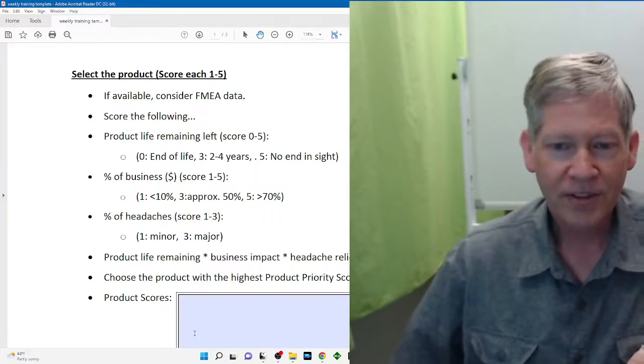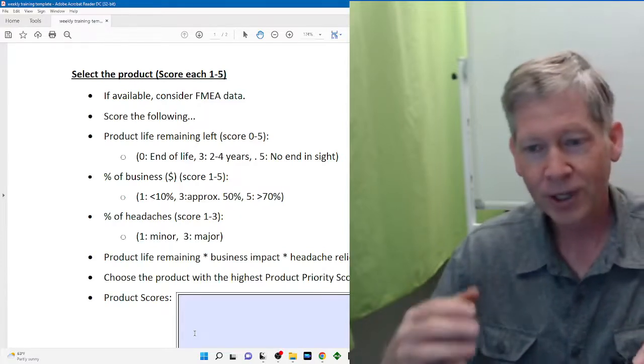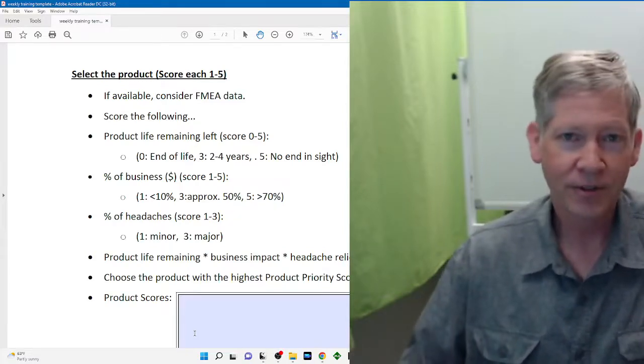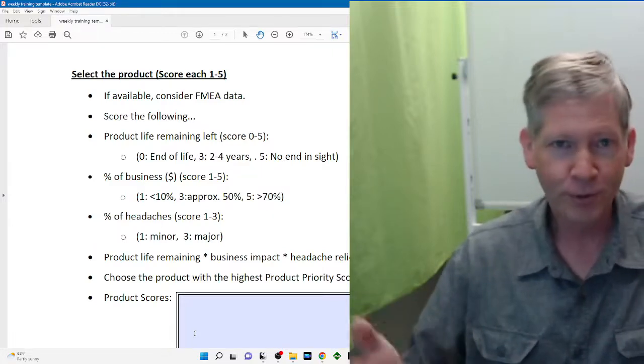So what percentage of the business is it? If it's less than 10% of the business, I give it a 1. If it's greater than 70% of the business, I'll give it a 5. If it's somewhere in between, then you figure 2, 3, or 4.